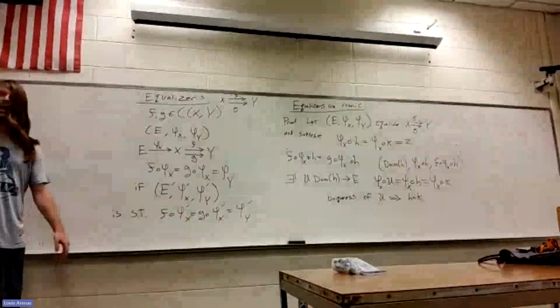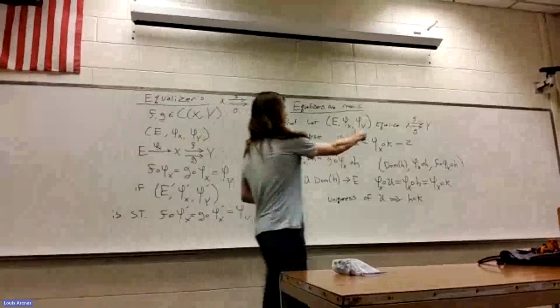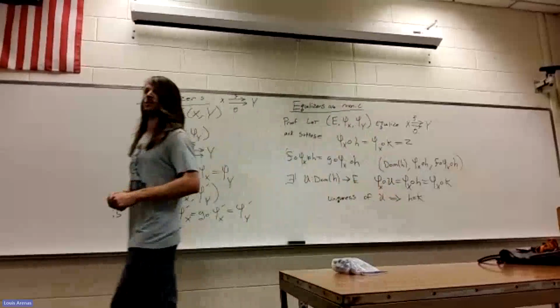So that's how, and it's not another equalizer object. It's another cone to this diagram. I'll finally write down the definition of cone so that we can stop using that for the property.